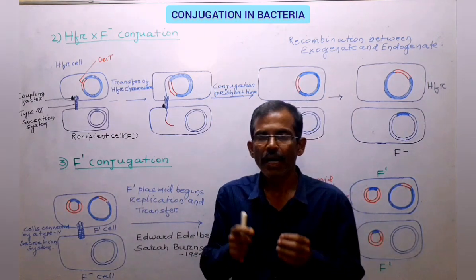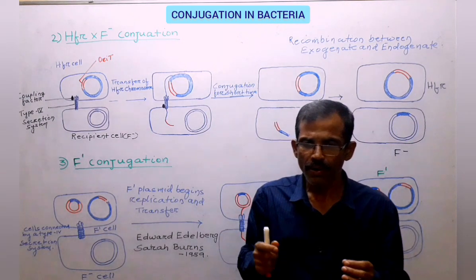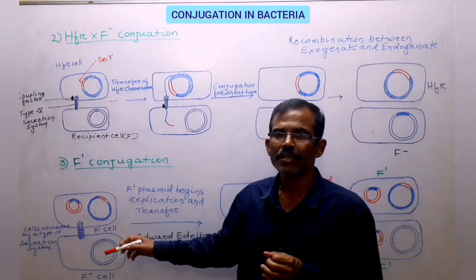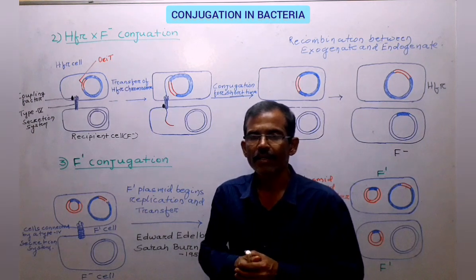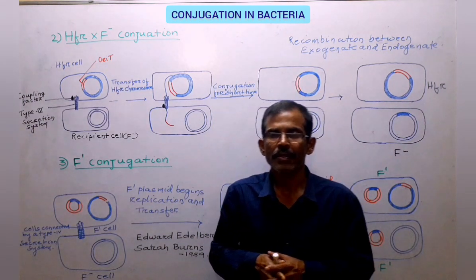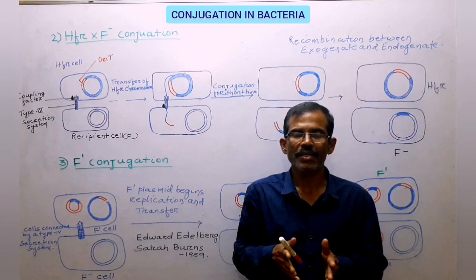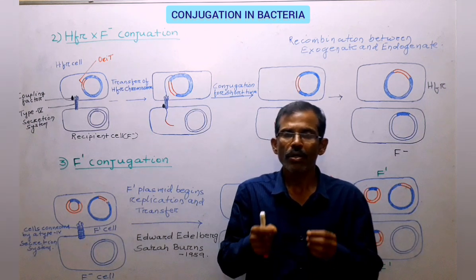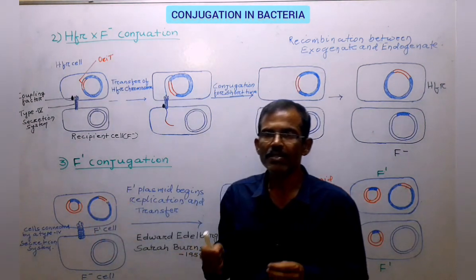The mechanism of F prime conjugation, which is also known as sexduction, is similar to that of F plus into F minus conjugation. First of all, the donor and the recipient cells are connected by a type 4 secretion system. After that, transfer and replication is initiated. Transfer is initiated at a specific site called the origin of transfer, at which only one strand of the double-stranded F prime factor is cleaved.